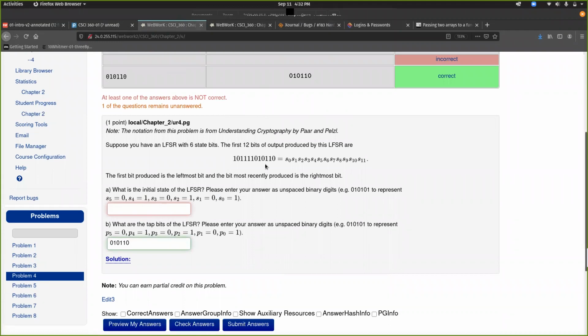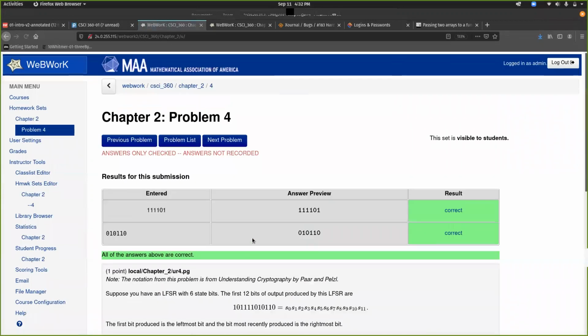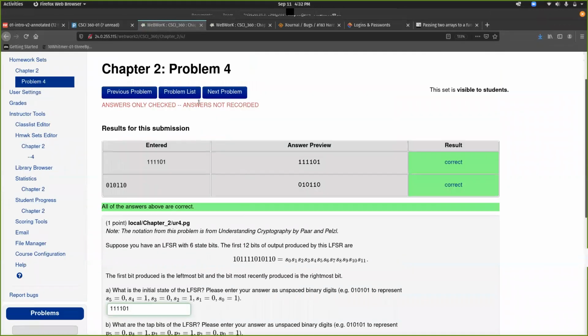And the initial state is not hard. You can actually read it right off here, right? You just have to go backwards. So I would take these 6 bits on the left and then just write them down in reverse order. So that would be 1, 1, 1, 1, 0, 1. Okay, and that problem would be done.